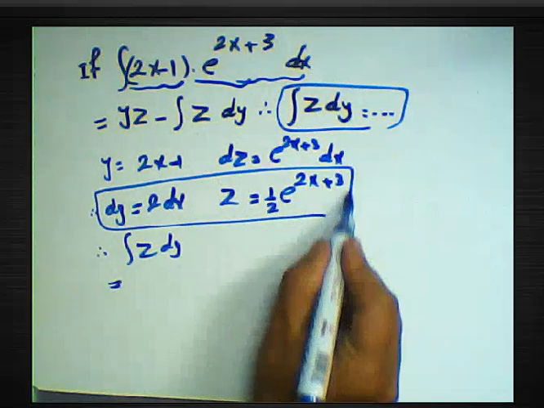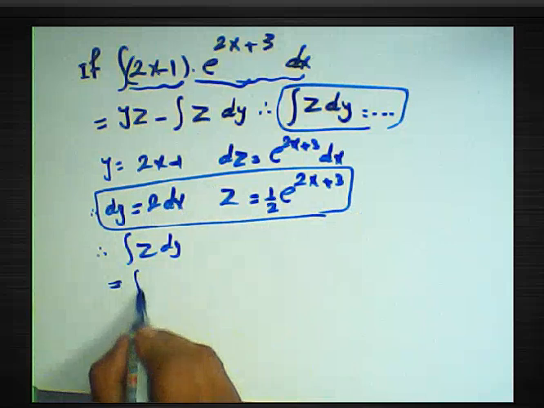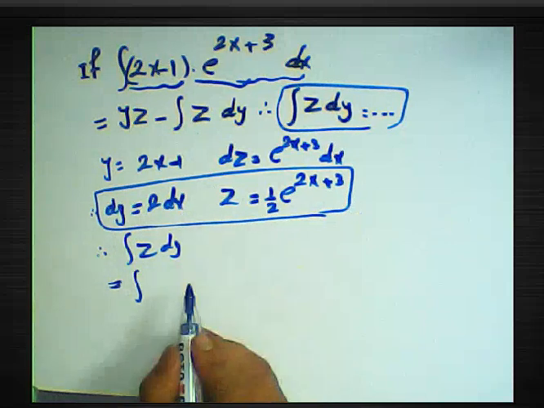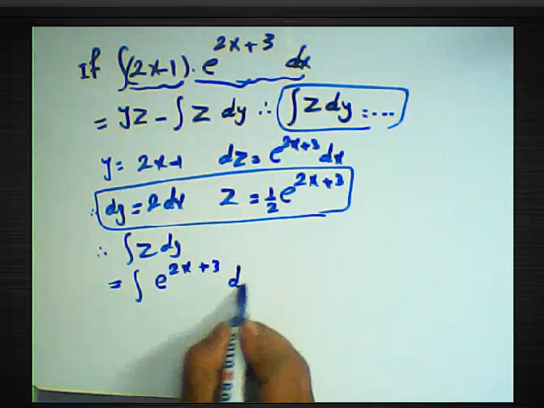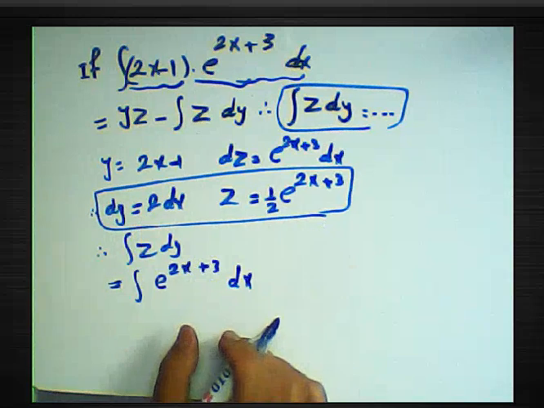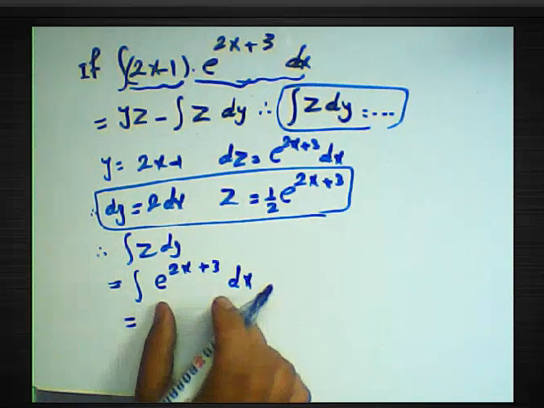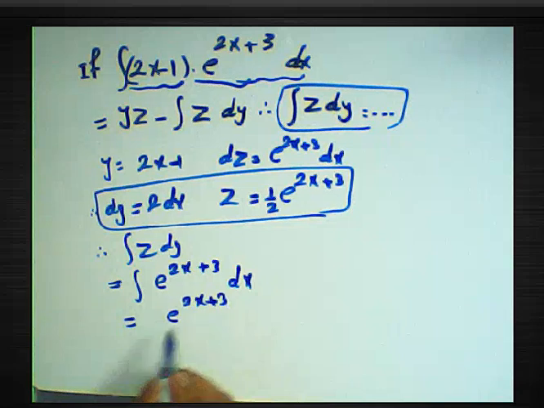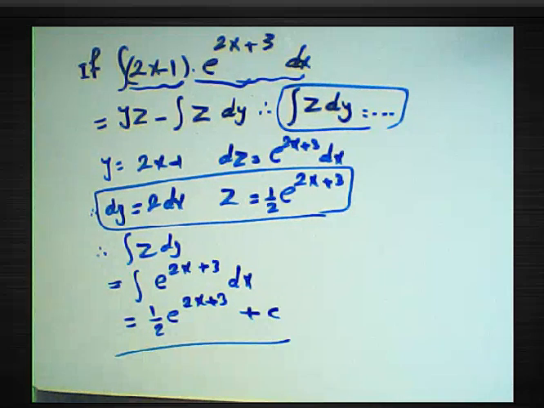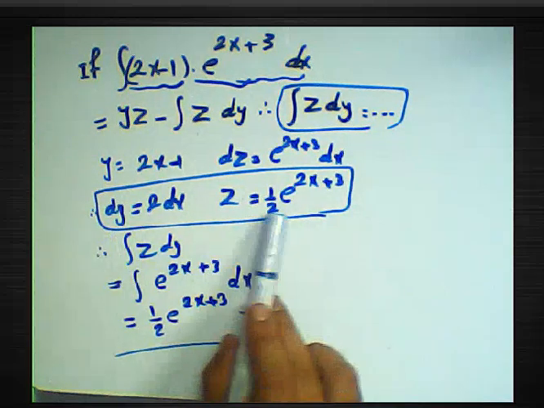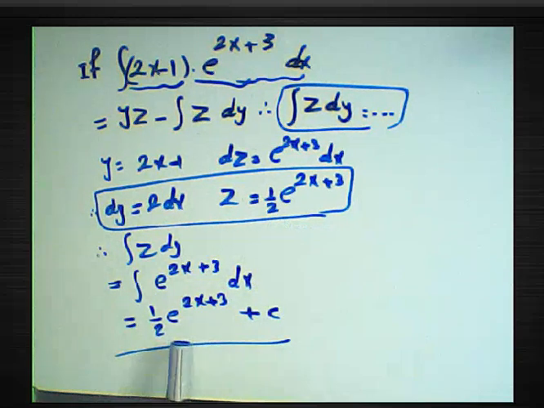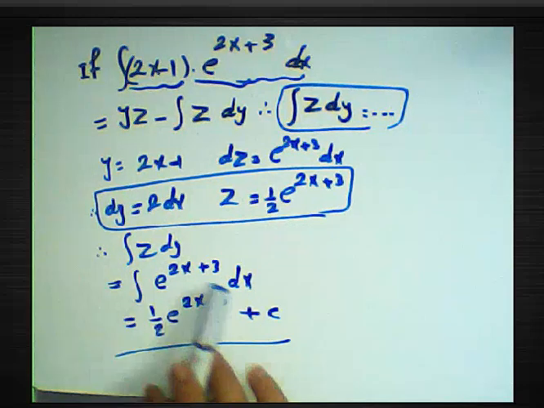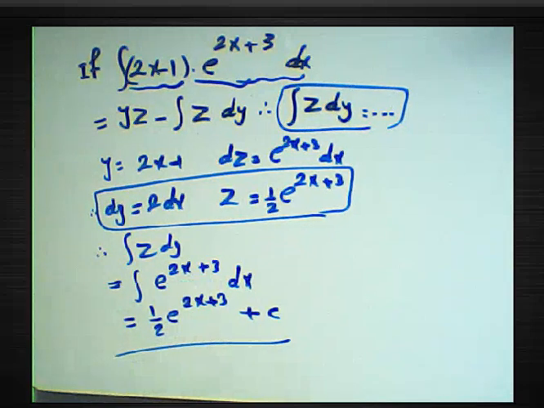The multiplication of the two functions, 2 times half equals 1, and you can write e^(2x) plus constant dx. And we can find the integration of this function to be e^(2x+3) divided by 2 plus constant. Then the integration of z multiplied by dy: 2 times half, we cancel them, and the integration of this function will be e^(2x+3) divided by the derivative of the power, here it will be 2.